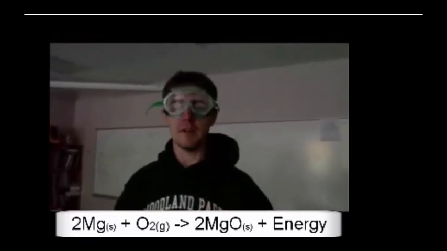You can also see we had a piece of shiny metal to start with, and now we've got a white powder that's left over. So we also have a color change. This is magnesium oxide. That's what happens when you combine the magnesium with the oxygen in the air. You form a new chemical substance.